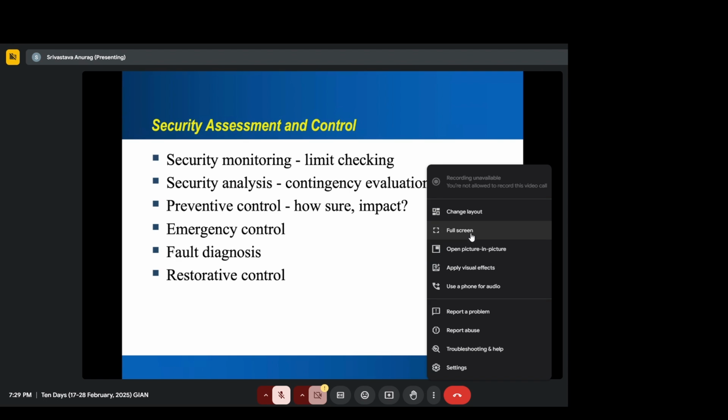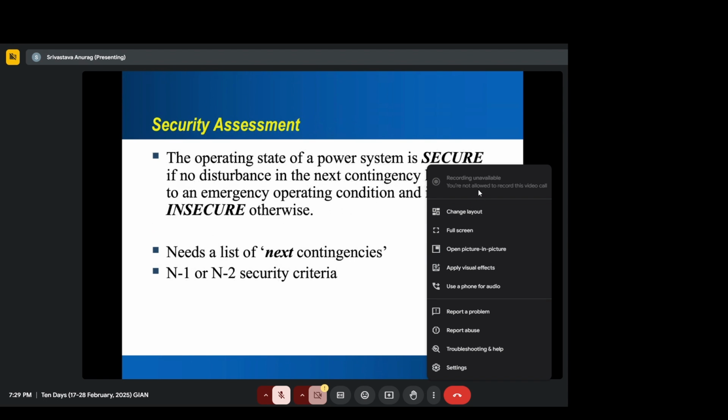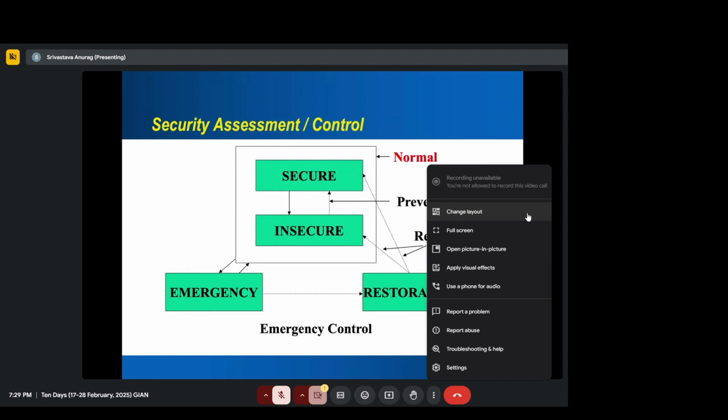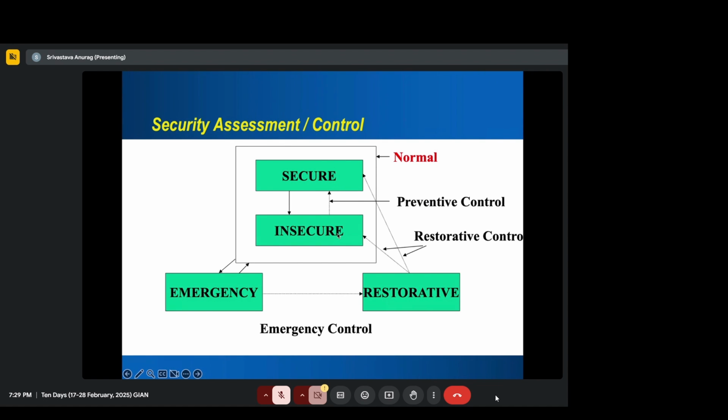So normal can be like we just saw here. The normal can include both secure and insecure, because this is looking ahead. It is looking at 5 to 10 minutes ahead.